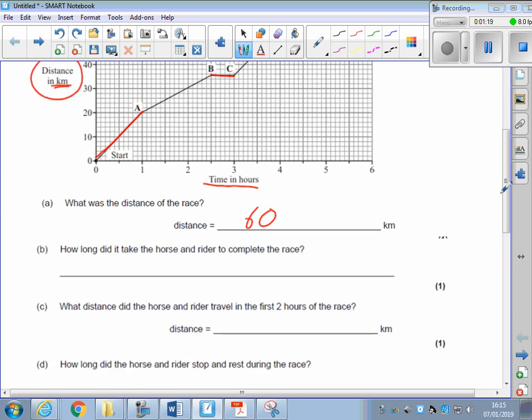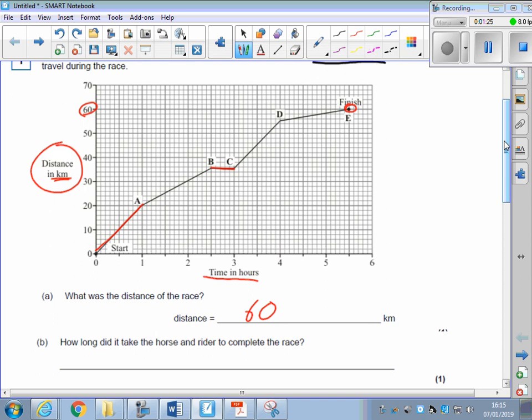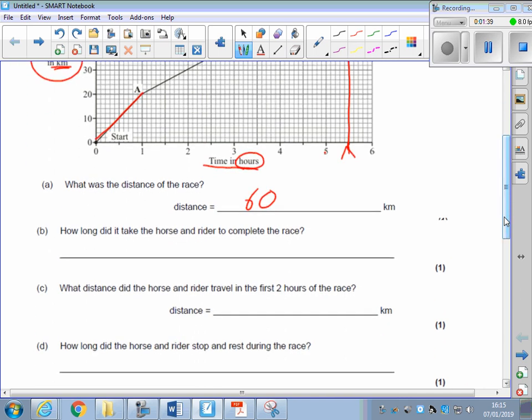And next up, how long did it take the horse and rider to complete the race? Okay, how long before they got to the finish? If we look it down to there, that's our finish line there. So what's the time on here? Halfway between 5 and 6, so it must have been 5.5. What units are we looking at? We're looking at hours. So it must be 5.5 hours. Okay, 5.5 hours.